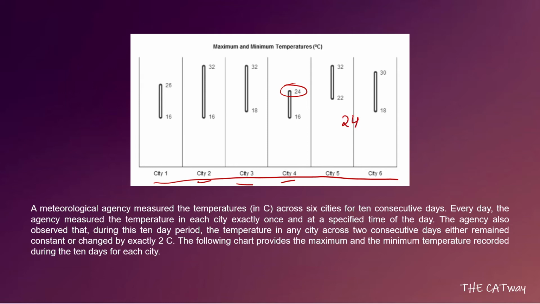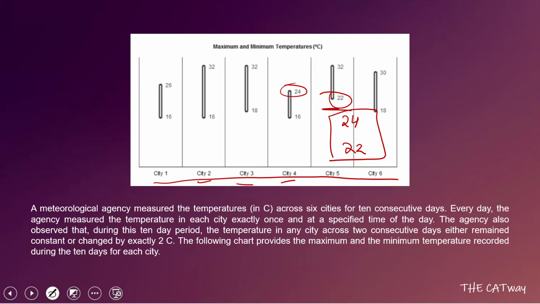Now let's check if there is any other case where all the cities can have equal temperature. Let's see 16. For 16, city 3 cannot have 16 degrees as the temperature, so 16 is not possible. If we take 18, then city 5 cannot attain 18 degrees Celsius, so 18 is not possible. So we have to take 22. That means there are going to be only 2 temperatures for which all cities can have the same temperature on any particular day. So now let's move ahead.